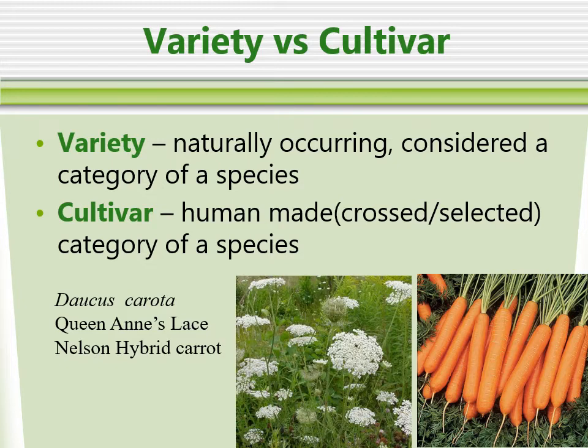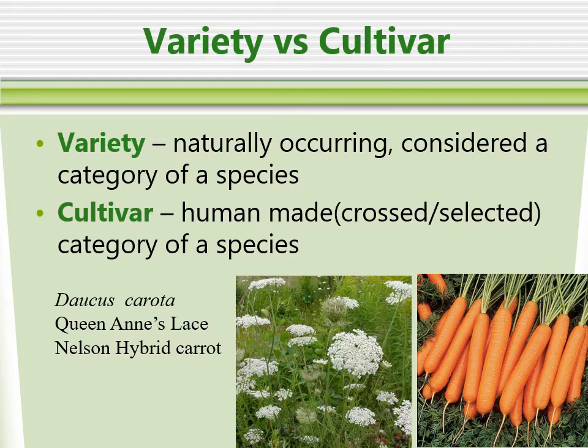Further dividing genus and species is something termed variety and cultivar. This is a topic that I see a lot of confusion around. The difference between a variety and a cultivar is that a variety is naturally occurring. It's considered a full category of species that is naturally occurring, so it's growing outdoors. It's what we call open pollinated, and if you collect the seed and plant it, what comes up very closely resembles the plant that seed came from.